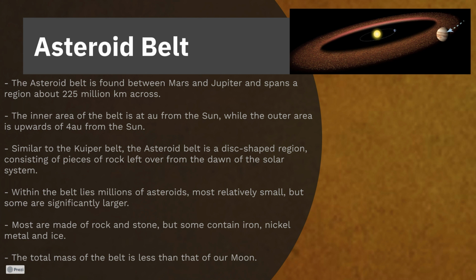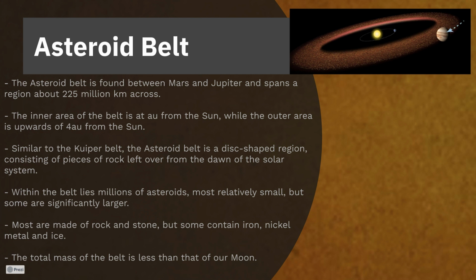Created during the early life, the majority of dust and rocks were being pulled together by the gravity of the sun, which not all turned into planets, and the leftover created the asteroid belt region. Within the belt lie millions of asteroids, most relatively small, about the size of a boulder and up to a few thousand feet in diameter, but some are significantly larger.